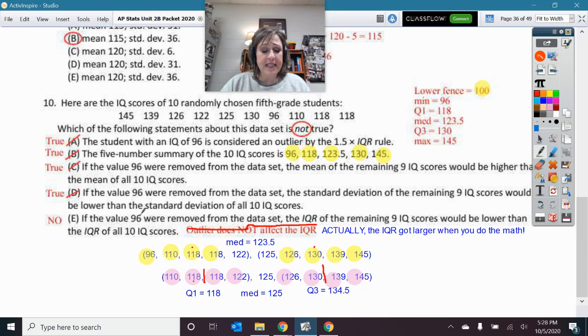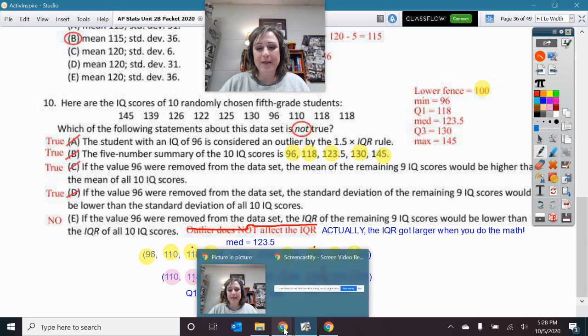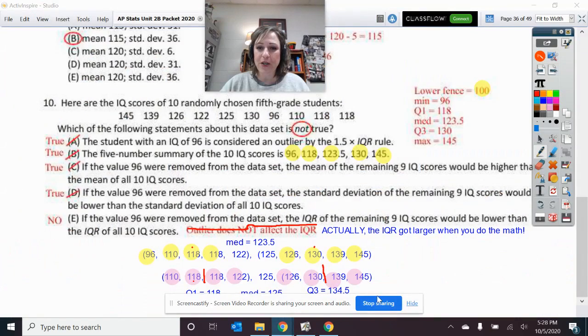So this says if the value of 96 is removed, then the 9 scores has a lower IQR. That's not true. The 9 scores has a bigger IQR. All right, so that's why it wasn't just because the outliers don't affect it. Just wanted to clarify that for you and make sure I had that completely correct. And so I hope that this has helped you learn about your transformations and your weighted averages.